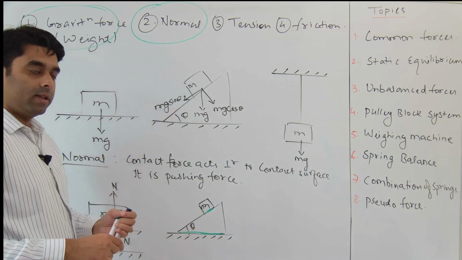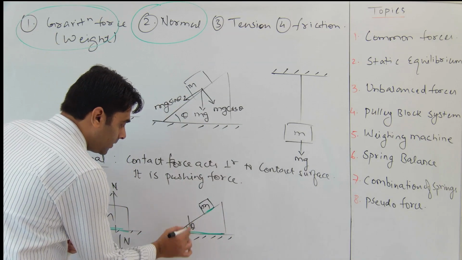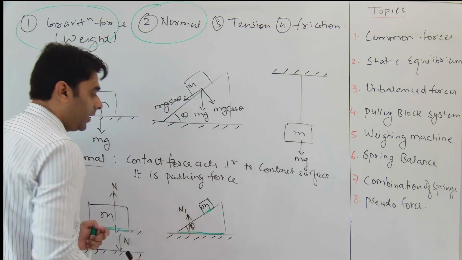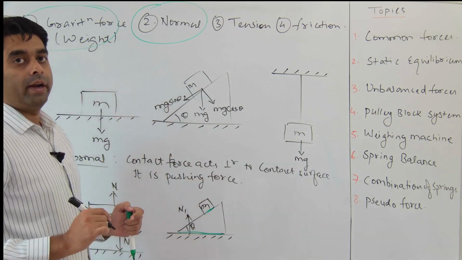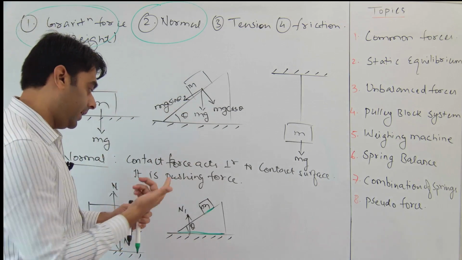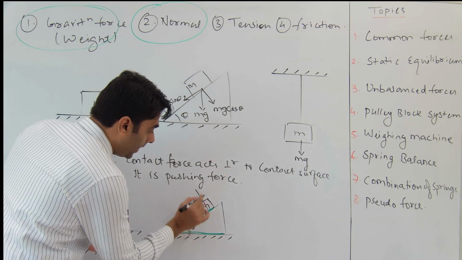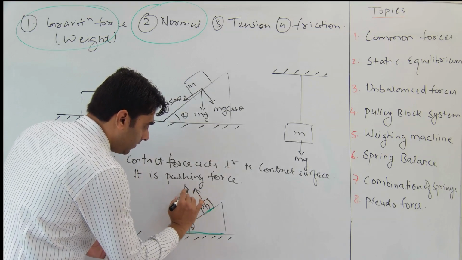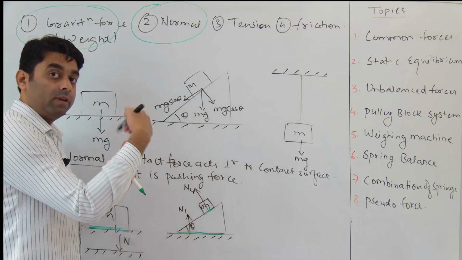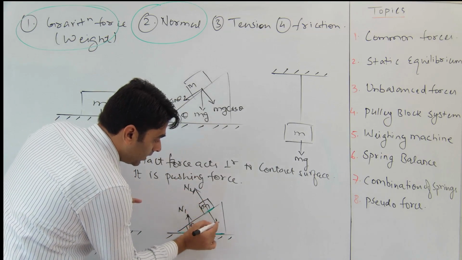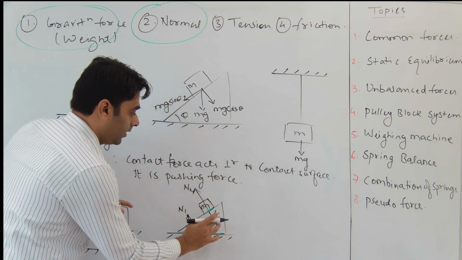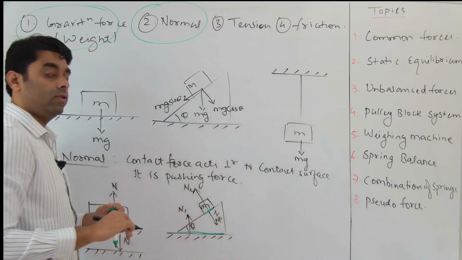So two normals. Let's say the ground applies N1 on this one. There is a force between the block and the wedge, which we will name N2, because we have named this one N1. N2 will be perpendicular to the contact surface. This is N2. The block will apply a force on the wedge, which will be over here, this N2. So this is about your normal force.